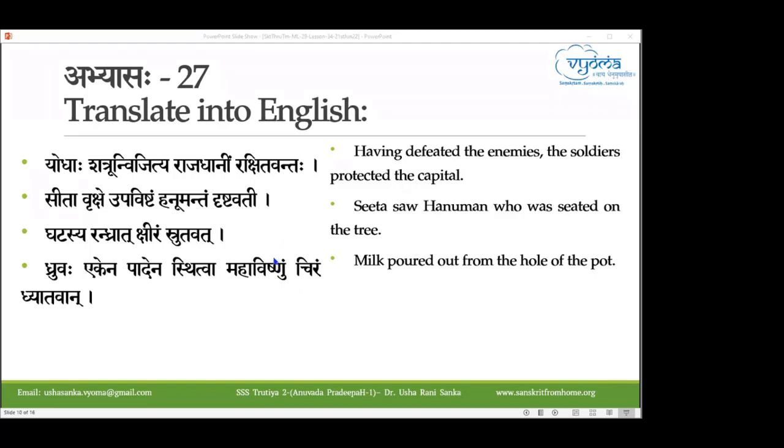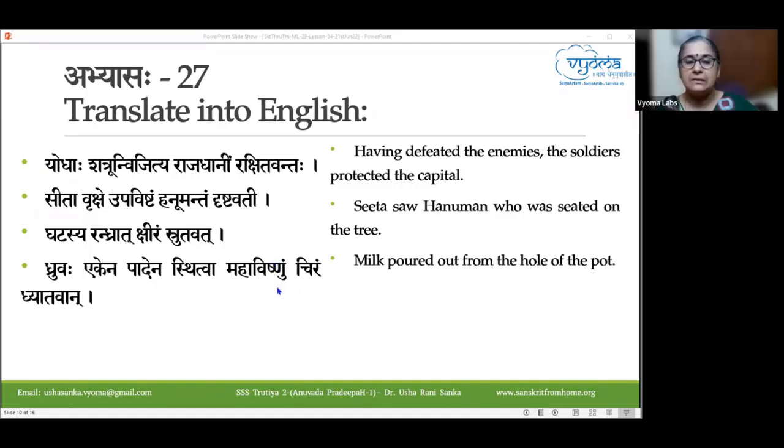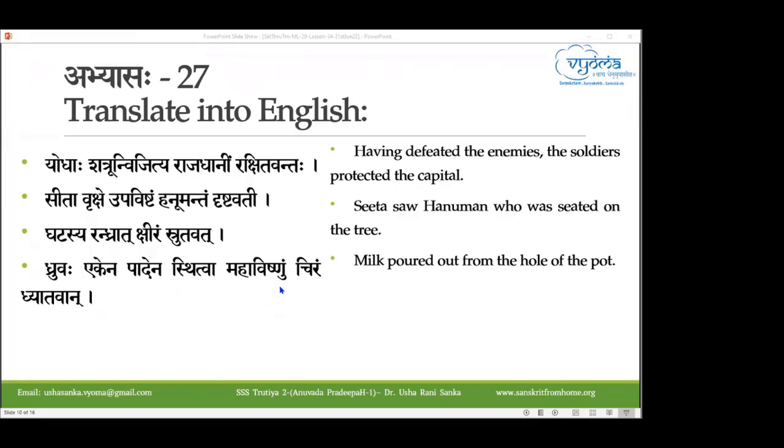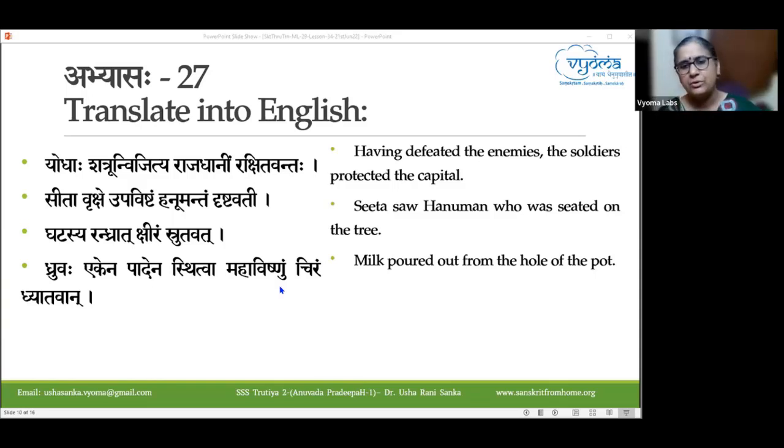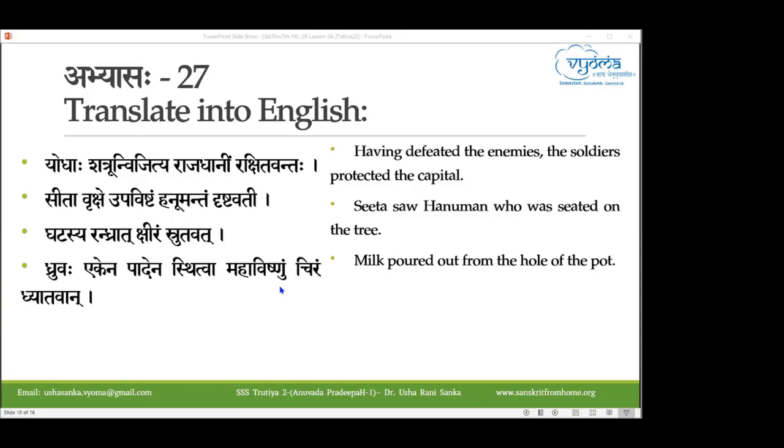So it's a little difference between Sanskrit and English. Mahavishnu is objective case. Directly use the objective, not for. Standing on one foot, Dhruva meditated on Lord Mahavishnu. On, we can put in bracket, Mahavishnu for a long time. Chiram. On Mahavishnu for a long time.